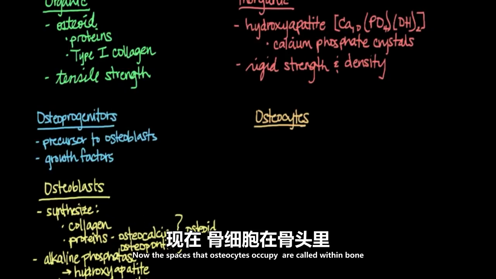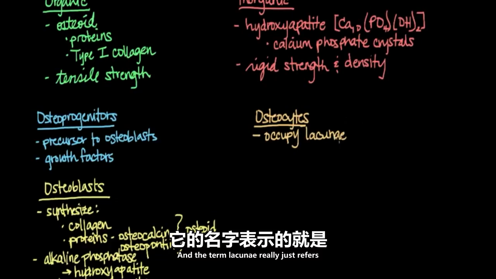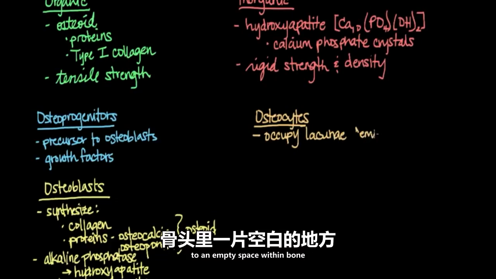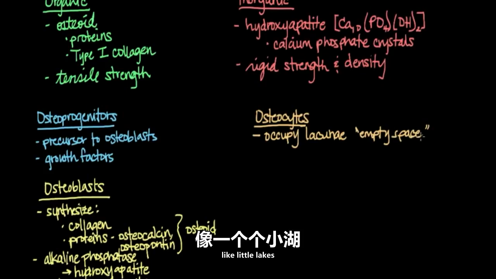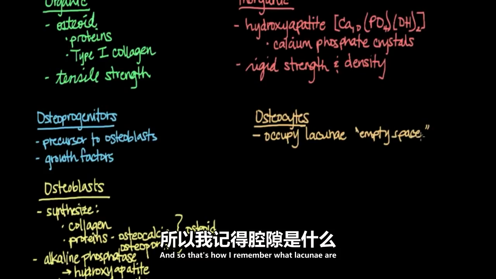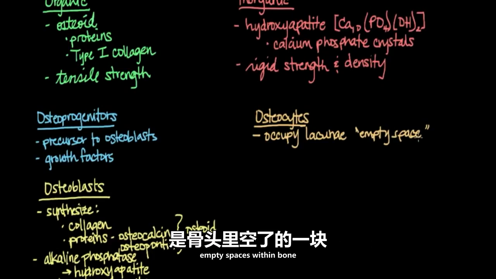Now, the spaces that osteocytes occupy within bone are called lacunae. And the term lacunae really just refers to an empty space within bone. So under a microscope, these spaces look to me like little lakes. And so that's how I remember what lacunae are. They are little lakes or absences, empty spaces within bone.